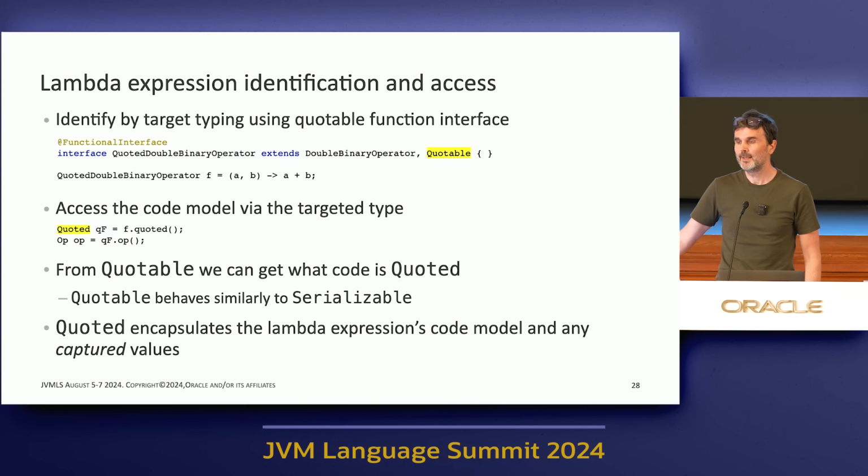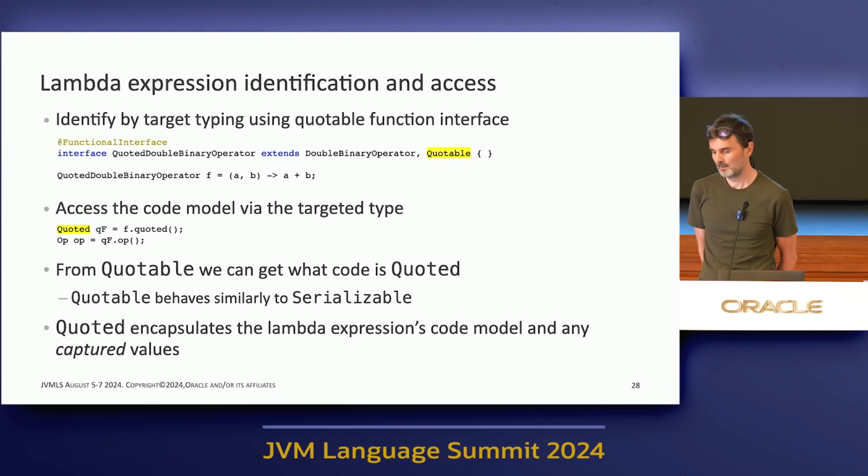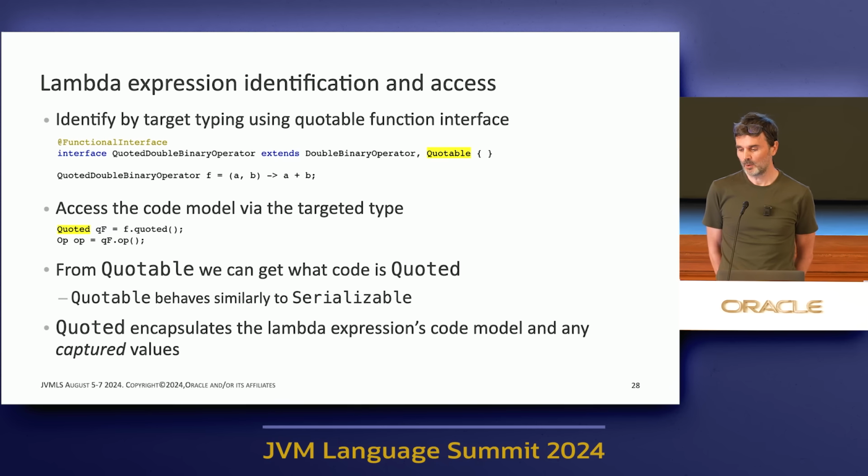So the other way to do it is to extend your functional interface with quotable instead. And then you don't need to do the cast. Same thing though, you get the quoted out from the quotable and you get the op that's reflected, the model of the Lambda expression from the quoted.